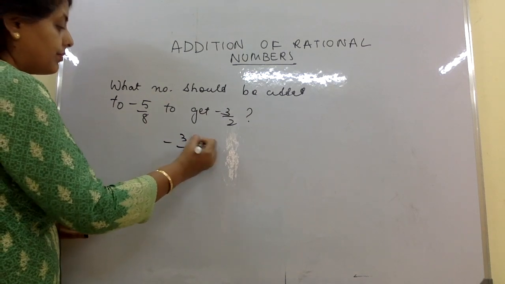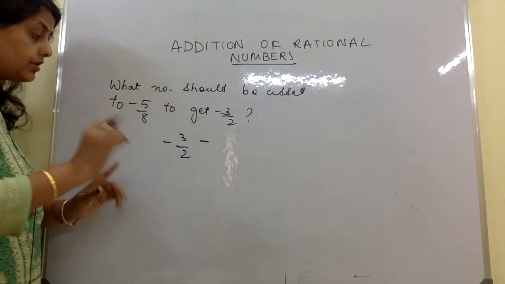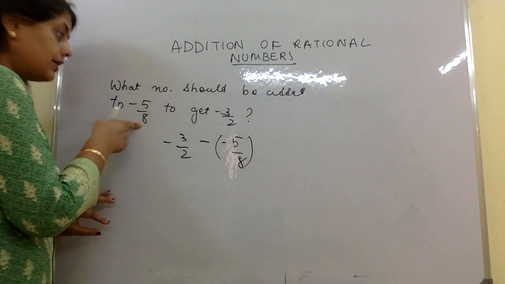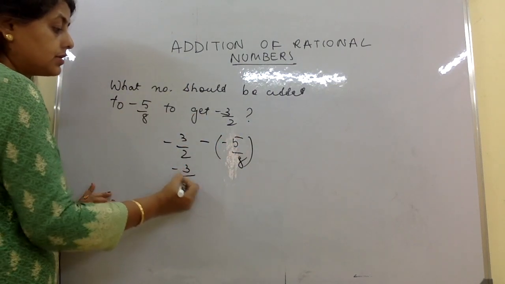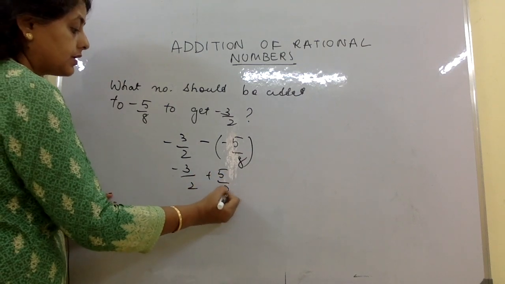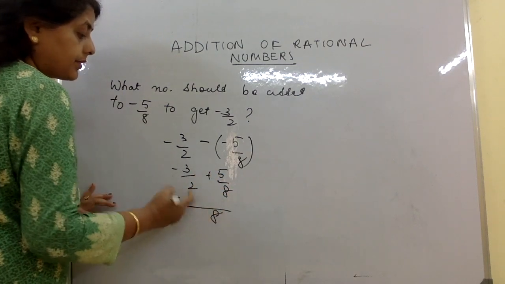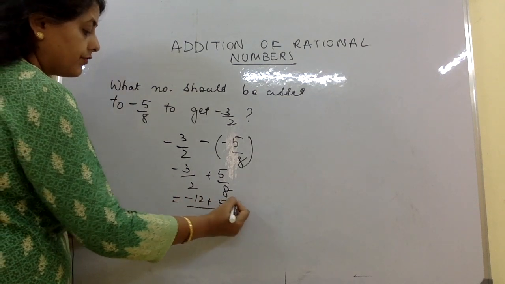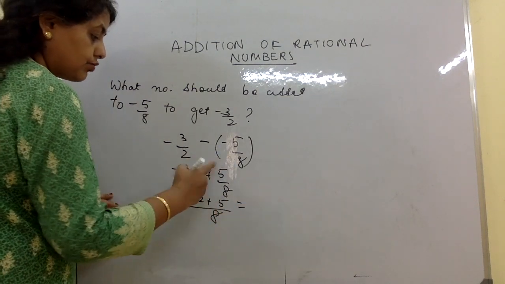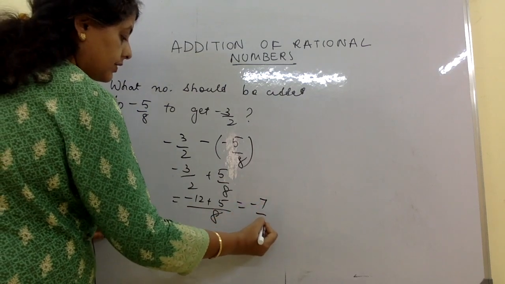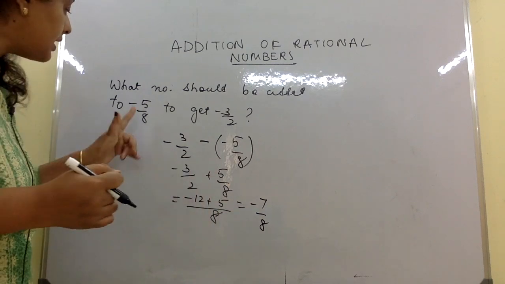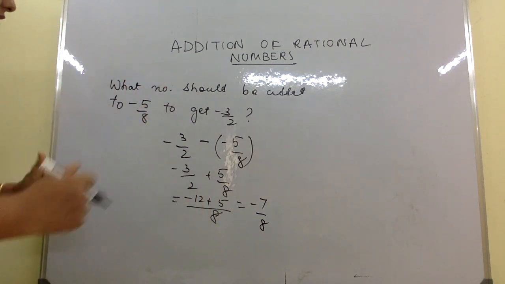So minus 3 by 2, minus minus 5 by 8 because I am subtracting this from this, minus 3 by 2 plus 5 by 8. 8 is the LCM. 4 minus 12 plus 5, because 8 into 1 is 8, so 1 into 5. Minus 7 by 8 is my answer. So this number should be added to this to get this. Let me try that and see once.